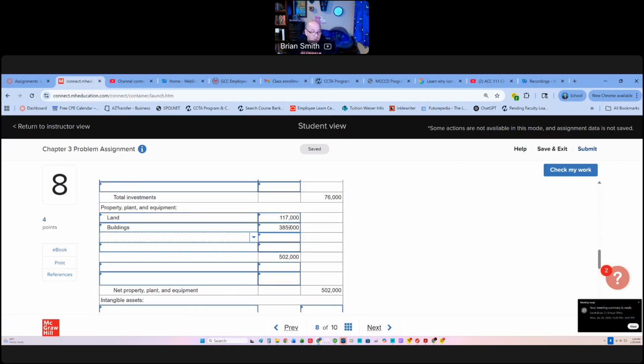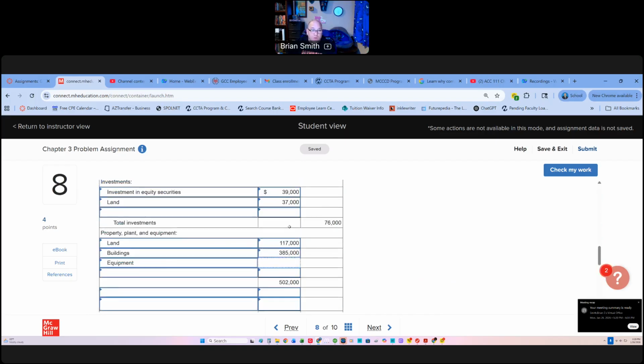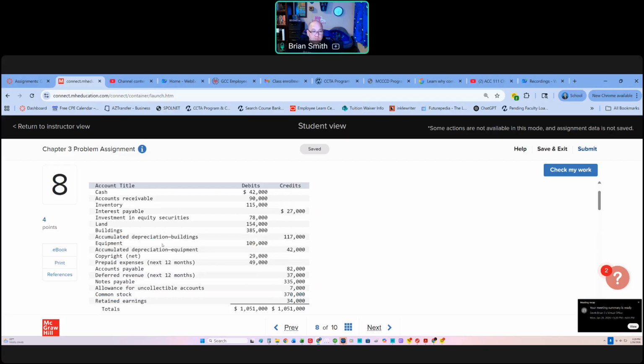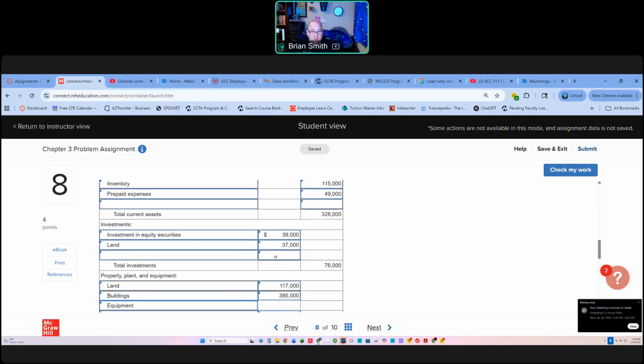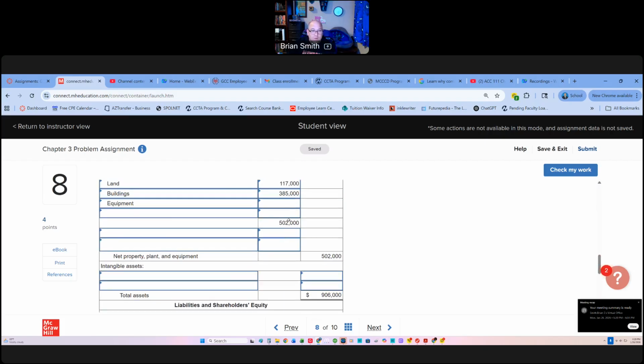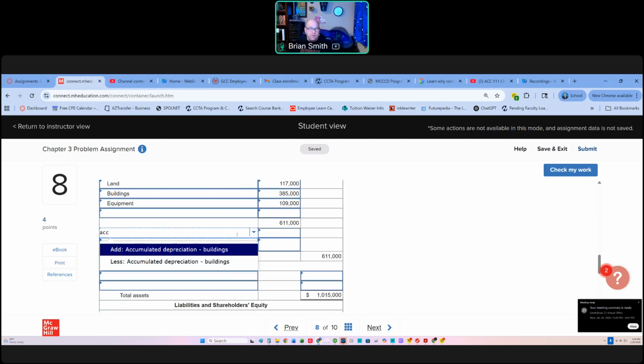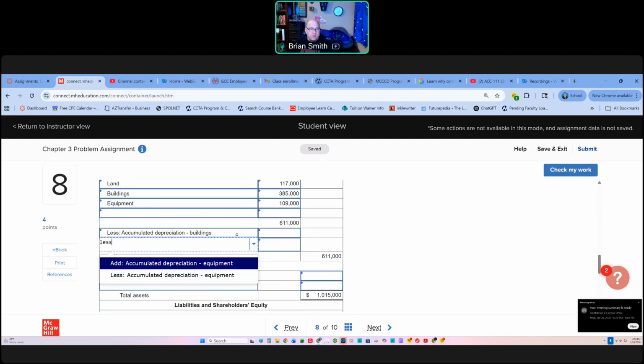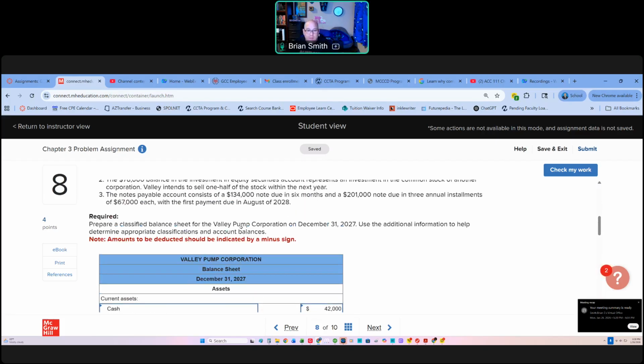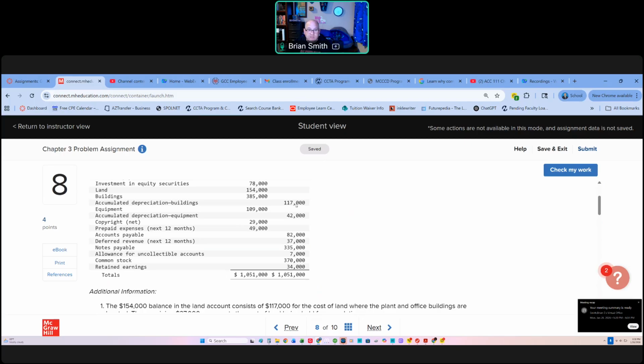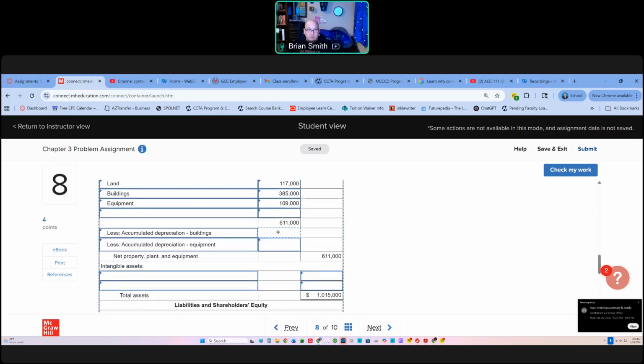Okay, so we have buildings there, and then I saw equipment. So let's find out what the equipment was at. We have buildings, equipment, 109,000. Oops, wrong one. I don't necessarily like it, but this one broke the accumulated depreciation off for the building and the equipment. I don't know why it did that, but we're just going to go with it. Building was 117,000. 42,000. So our total property, plant, and equipment is 452,000.